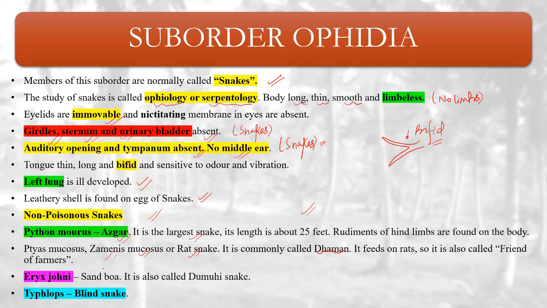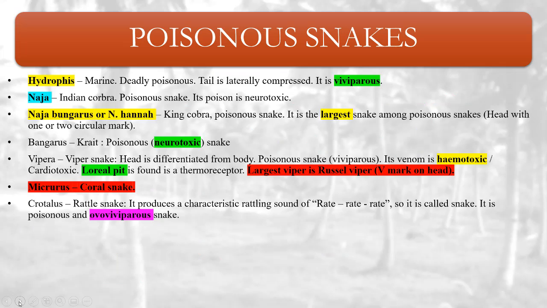Eryx johni, sand boa. It is also called dhumi snake. So Eryx johni is also known as what? Dhumi snake or sand boa. Typhlops, blind snake. Okay, Typhlops is a blind snake. Then python, asgar. Now coming to the next slide, poisonous snakes.